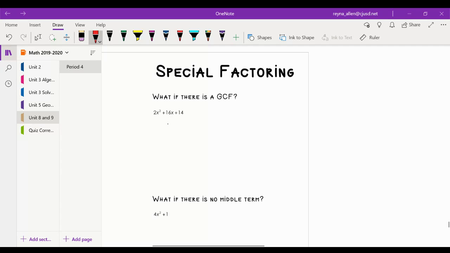So A is 2, B is 16, C is 14. Here they have a greatest common factor of 2. So we are going to factor out a 2. This will help you factor later because then you're not working with such big numbers. So 2 goes on the outside. 2 divided by 2 is just 1. 16 divided by 2 is 8. And 14 divided by 2 is 7.